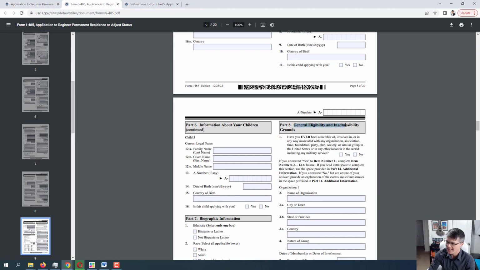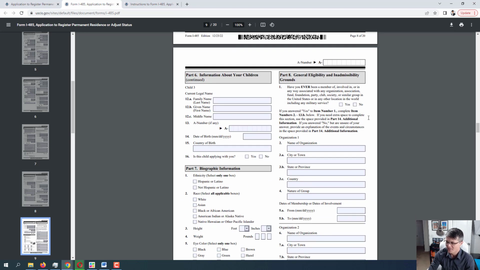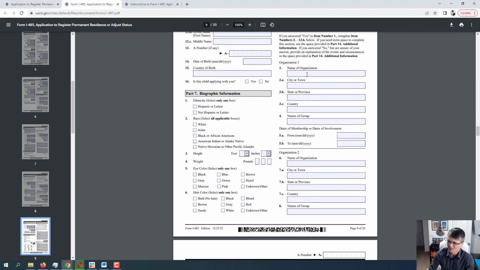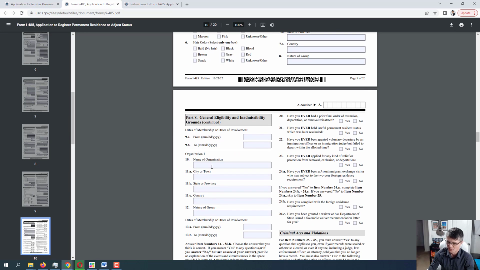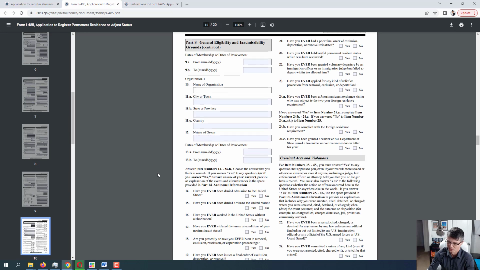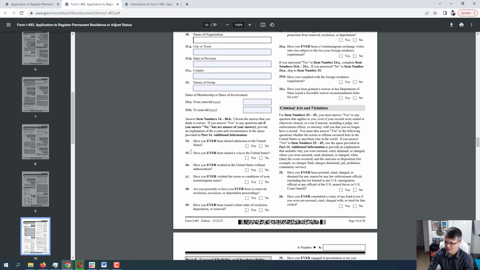General eligibility and inadmissibility grounds. Have you ever been a member of, involved in, or associated with any organization, association, club, group in the United States or in any location in the world, including any military services? So yes or no. If yes, then you will fill out the information here. Organization 1, Organization 2, Organization 3. There are a few fields for 3 different organizations.